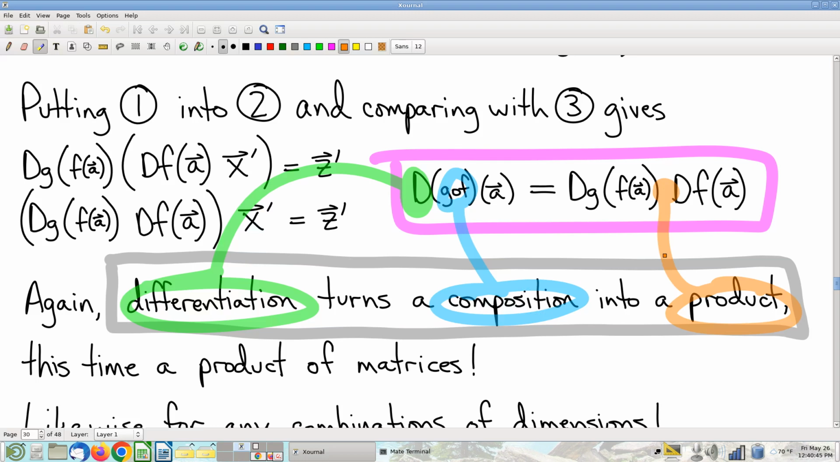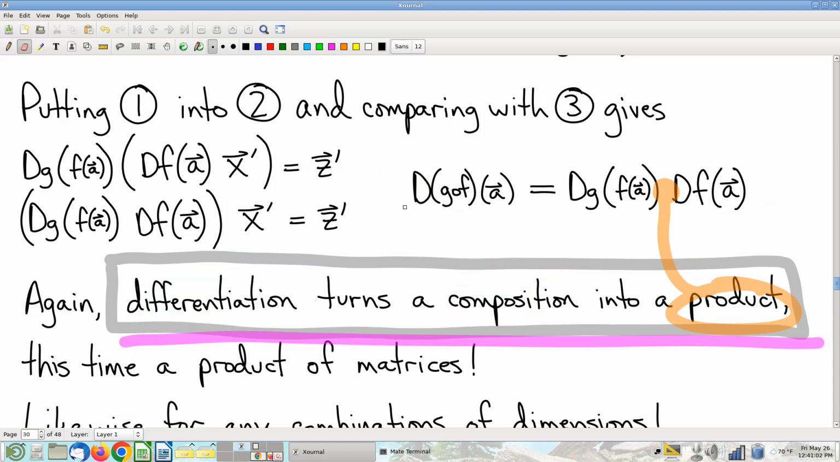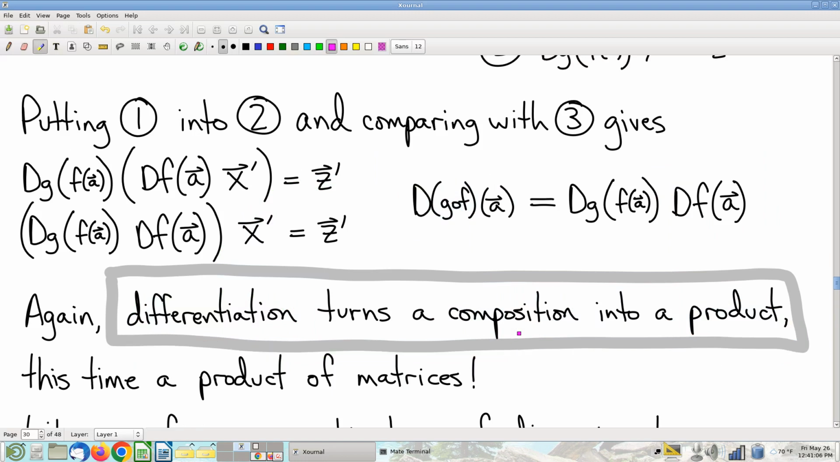Same results, same little pithy summary here as in single variable. It's just that now they're matrices. Is everybody happy with that? Seem kind of believable? Does everybody see the analogy? Okay. All right.